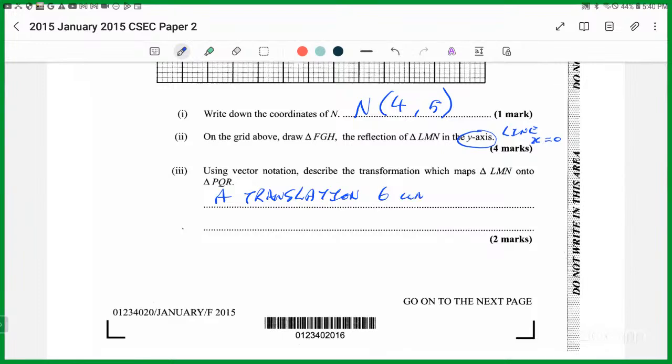Six units downwards. Downward. Given by, let's say, using vector notation: (0, -6). That's it.